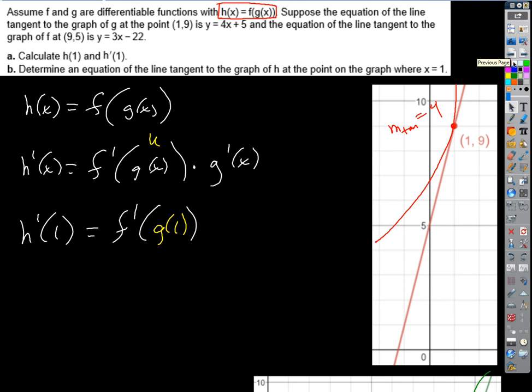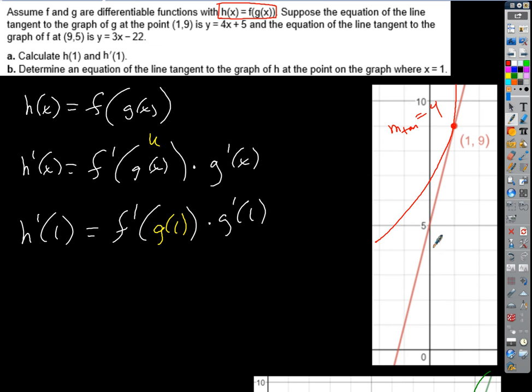Okay, so then we've got h prime of 1 is going to be f prime of g of 1 times g prime of 1. Well, this is the function g right here, isn't it? I should probably write that. Oh, it should be g prime, sorry. You're right, g prime, my mistake. G prime 1. So this is the function g. We graph that one first. The graph of g is given here. It's got a point of tangency of 1, 9, and the slope of the tangent line is 4.